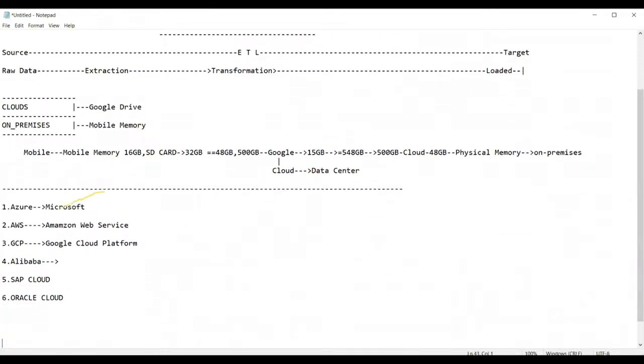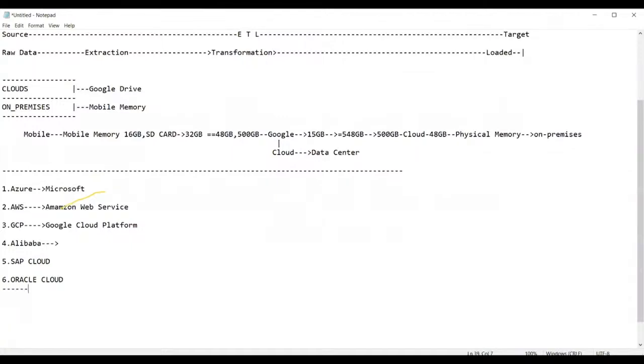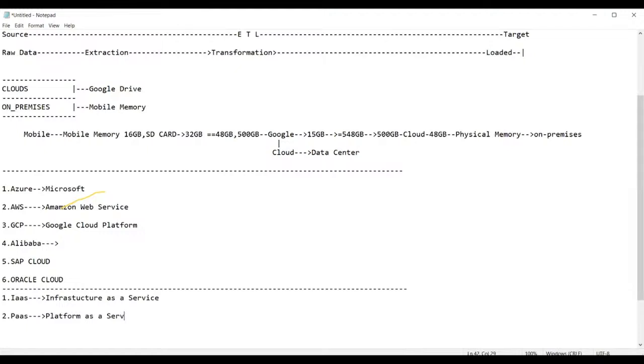Now, guys, these cloud services are basically classified or divided into three categories. The first one is called IaaS. IaaS stands for Infrastructure as a Service. Then you have PaaS. PaaS stands for Platform as a Service. Then, guys, the third one is SaaS. SaaS stands for Software as a Service.